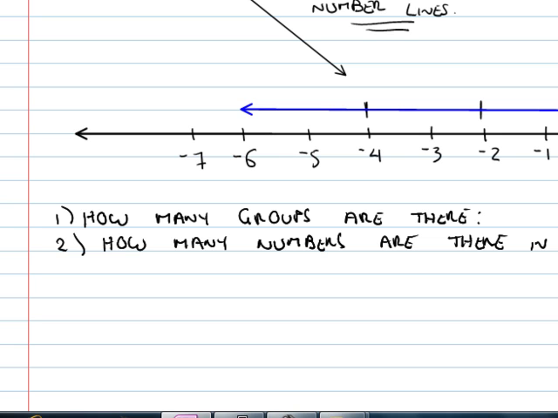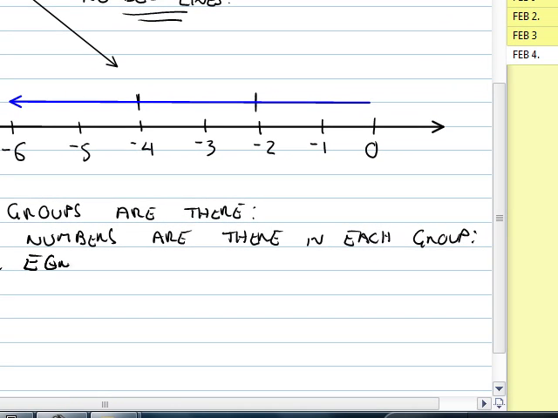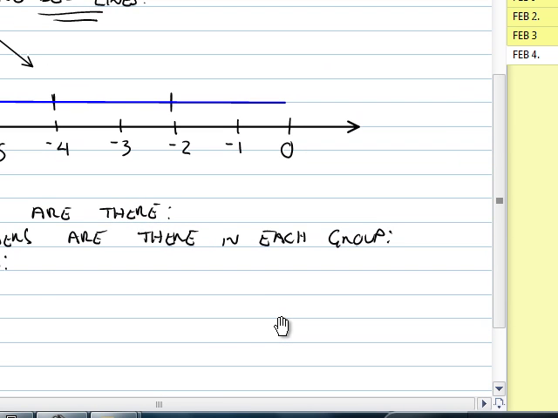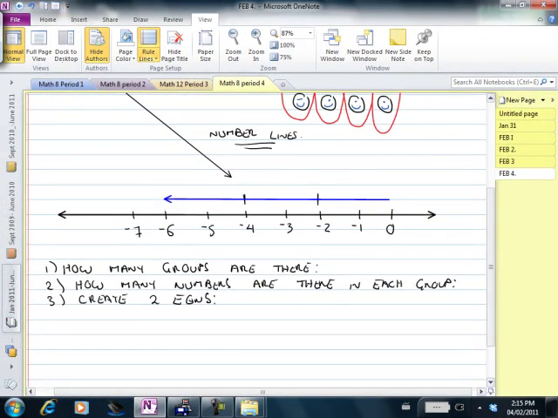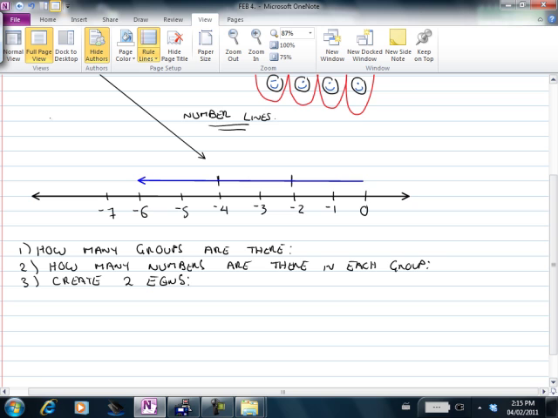And finally, question number 3: create 2 equations. So when you do your number line, if I give you a number line, this is the sort of thing you're going to answer right now. How many groups are there? Let me make this a bit bigger, easier for you. Guys, take a minute and do number 1 and 2 for now. And number 3, we'll worry about later.